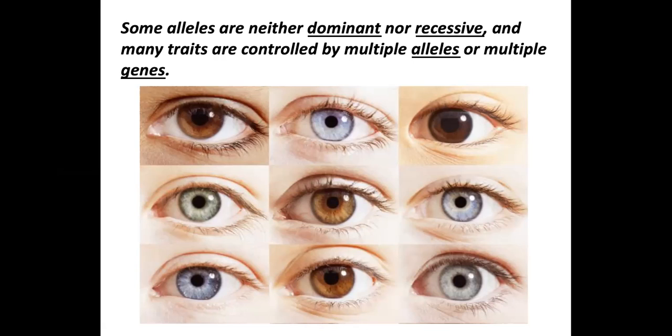So yesterday, we talked about complete dominance. Today, we start incomplete dominance, okay? So some alleles are neither dominant nor recessive, like we talked about yesterday in complete dominance. They are either dominant or recessive, okay? Many traits are controlled by multiple alleles or multiple genes.